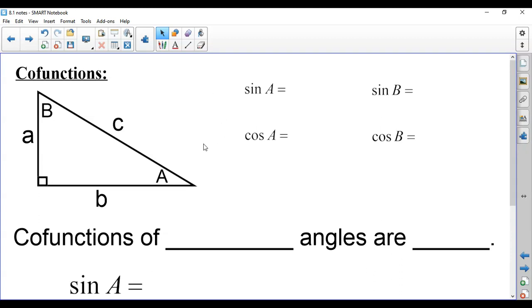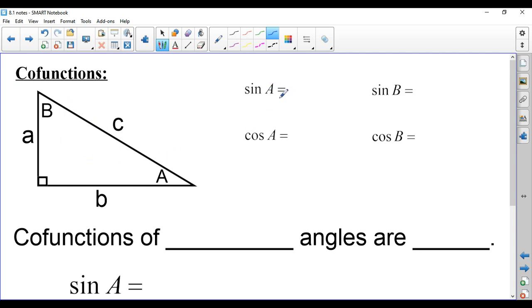Today we're going to continue section 8.1 and look at some other ideas that have to do with right triangle trig. To start off with, we're going to look at the idea of cofunctions. So here we have our right triangle with the right angle at C, opposite of side C, the angles A and B, and the sides A and B.